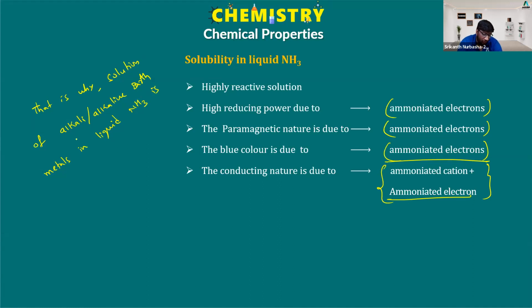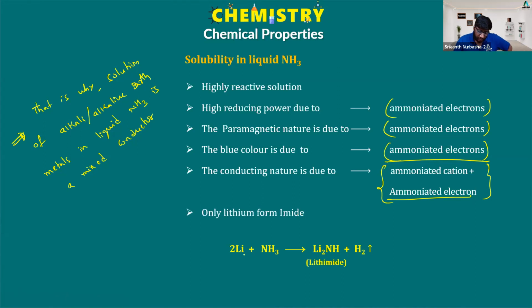That is why a solution of alkali or alkaline earth metals in liquid ammonia is a mixed conductor. We have given the example of mixed conductor in electrochemistry as well, if you remember: electrolytic conductor, metallic conductor, mixed conductor. Mixed conductor means the conductivity is due to motion of ions as well as electrons.